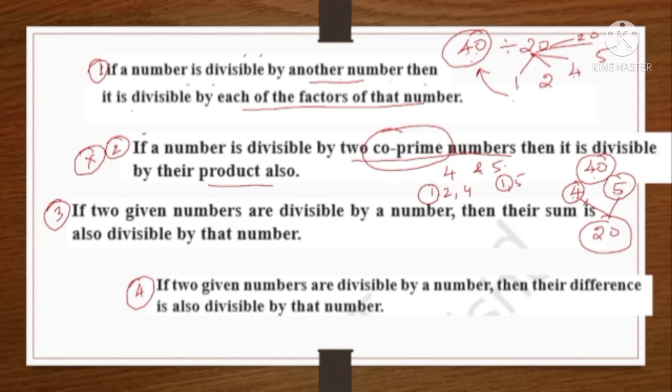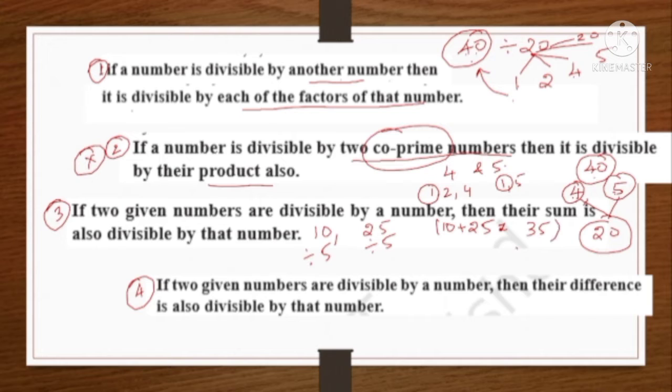ஸோ வெரி வெரி இம்பார்ட்டன்ட் ரூல். A number is divisible by two co-prime numbers, then it is divisible by the product also. Okay, the next one: if two given numbers are divisible by a number, then their sum is also divisible by that number. For example, if you just consider 10 and 25. This 10 and 25 are divisible by 5, isn't it? So 10 is divisible by 5, 25 is also divisible by 5. Then what is 10 plus 25? 10 plus 25 is equal to 35.